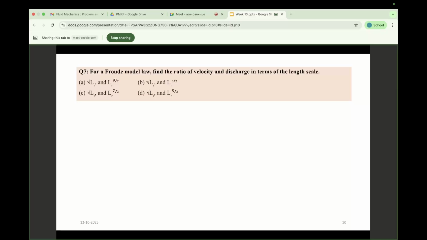So this is a Froude number problem. What is the Froude number? I think you remember the Froude number is V by root gL, or D, whatever you wish you can write. Now you just try to solve if you recall. I'm giving you 1 minute for this one. Let me know whether you will be able to solve this one, or I can summarize this for you.